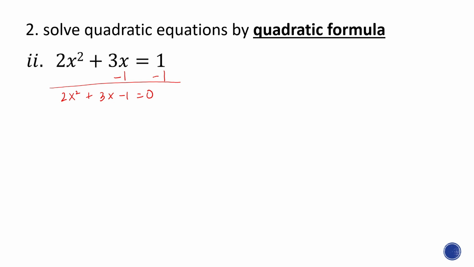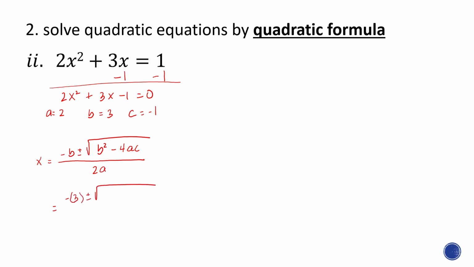And the next step is to identify a, b, and c. a equals 2, b equals 3, and c equals -1. So using the formula, here's the formula: x equals -b plus or minus the square root of b squared minus 4ac, all over 2a. So b is 3. We have -3 plus or minus the square root of 3 squared minus 4 times a, which is 2, times c, which is -1, divided by 2 times 2.